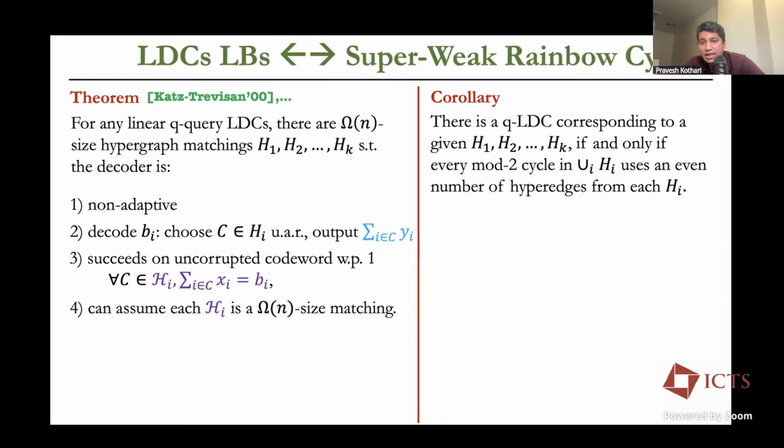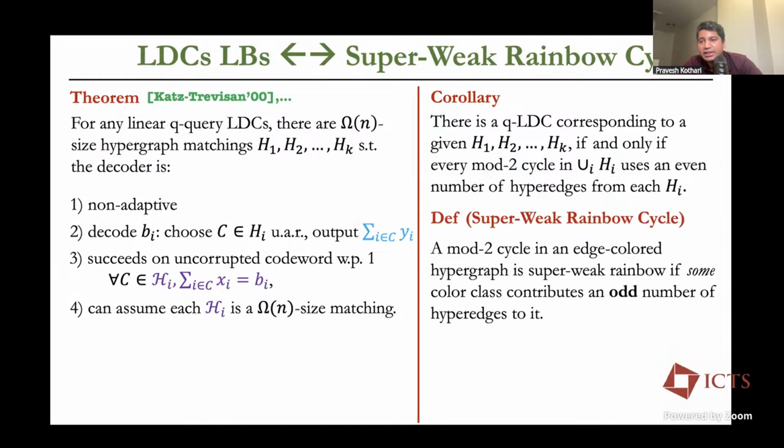It's very simple. Good. So in order to use this corollary, let's make a simple definition. I'm going to define a super weak rainbow cycle in a hypergraph as simply a mod 2 cycle that uses an odd number of hyperedges from some H_i. You can think of the matching that contains a hyperedge as the color of it. So there is a natural coloring of hyperedges to 1, 2, ..., k, and then I'm just defining a super weak rainbow cycle as a mod 2 cycle that uses an odd number of hyperedges from some matching. It's super weak because I defined a weak rainbow cycle before, if you remember, and that posited that I should use exactly one hyperedge from some H_i. So it's super weak because now I'm saying any odd number is allowed instead of 1.